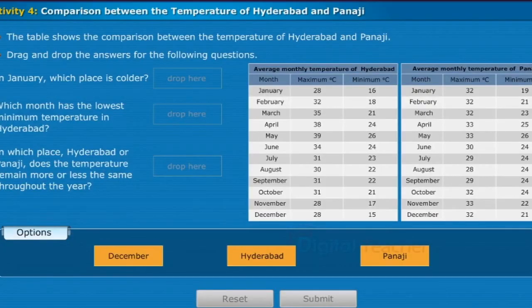Now, let us do an activity on comparison between the temperature of Hyderabad and Panaji. The table shows the comparison between the temperature of Hyderabad and Panaji. Drag and drop the answers for the following questions.